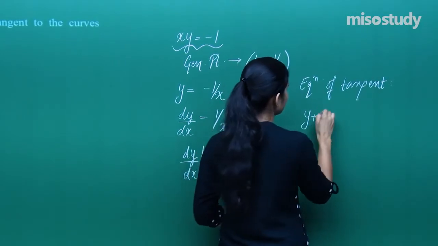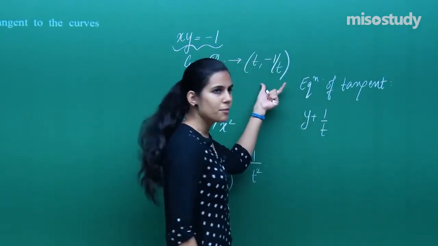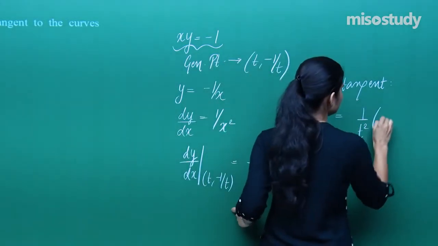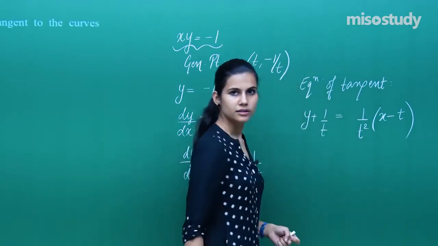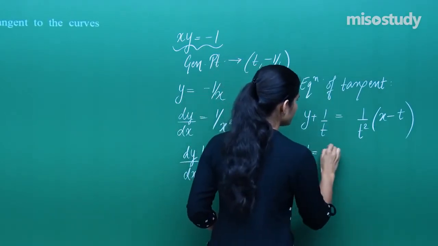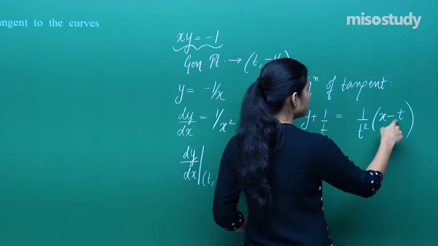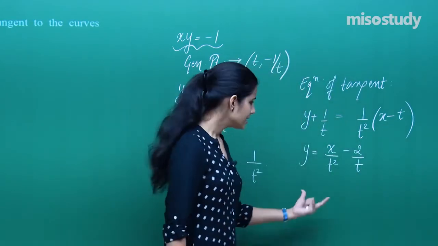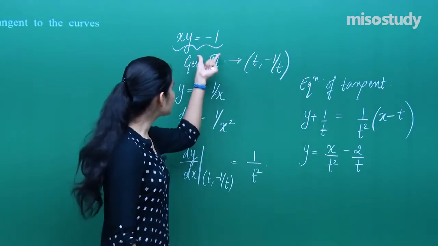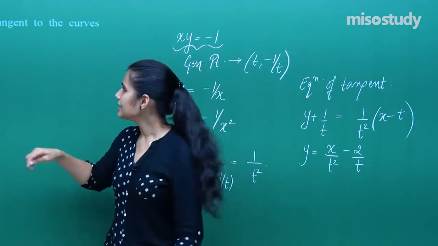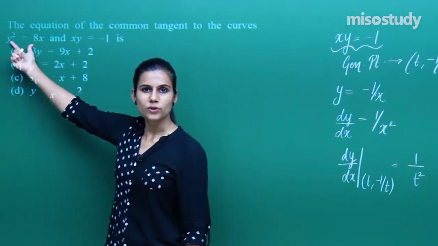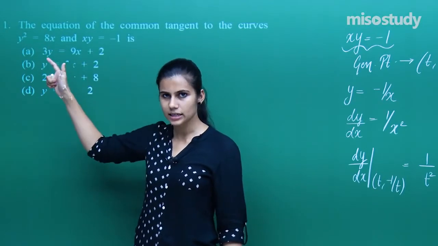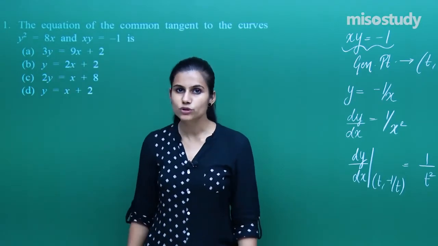y minus y1, where this is x1 comma y1. So y minus y1 equals the slope into x minus x1. This gives you y equals x by t square minus 1 by t minus 1 by t, so minus 2 by t. The same tangent is a tangent to my standard parabola y square equals 8x as well, which is y square equals 4 into 2 into x. So 4a, small a is equal to 2 over here.